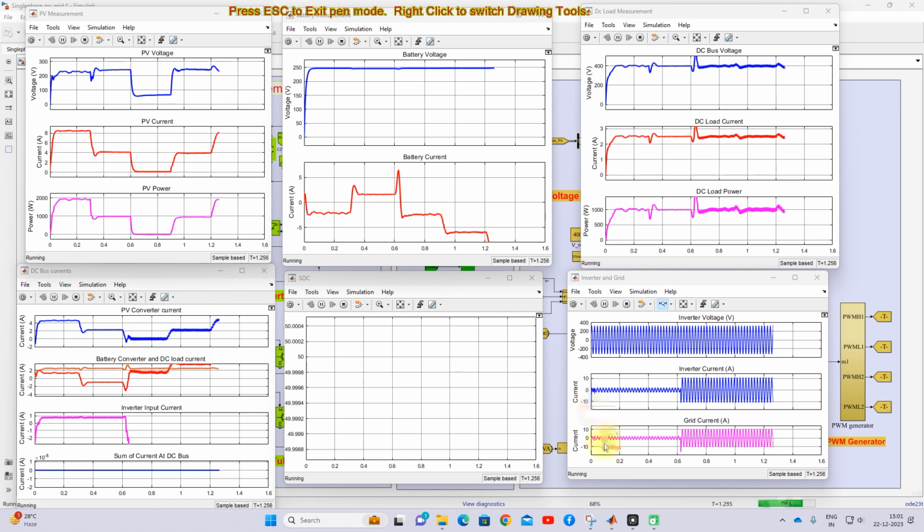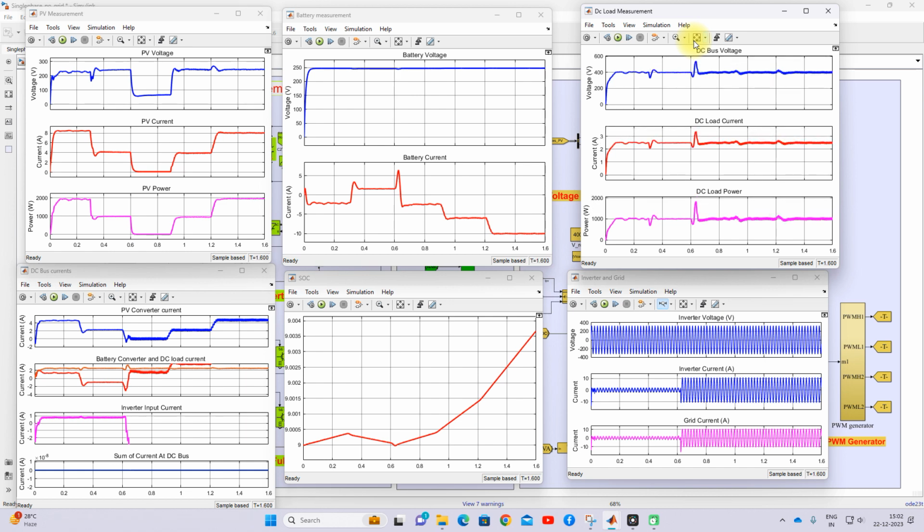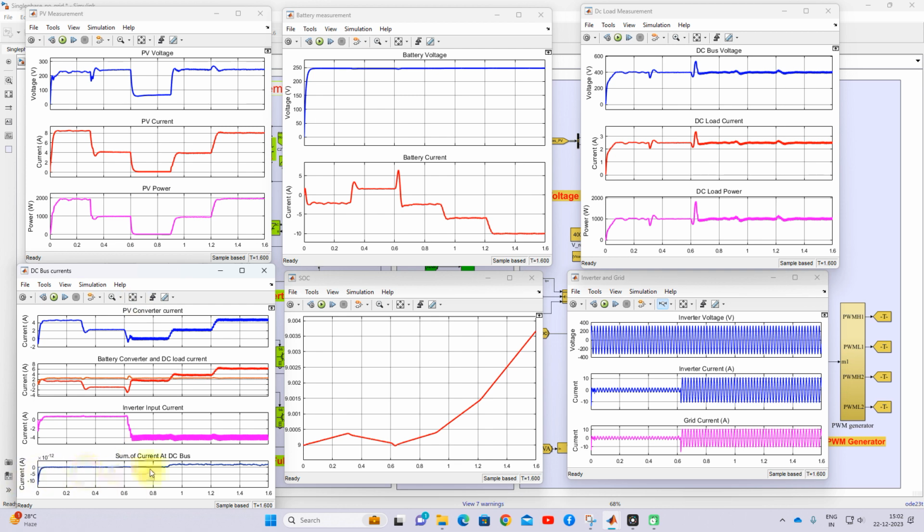Here you will see that from 0 to 0.6 we are sending power with a rating of 2 amps. After 0.6 we are getting power from the grid because the SOC of the battery is only 9%. In order to charge the battery, we take some power from the grid, that means enough power to supply the load as well as charge the battery. Here also the sum of currents of the DC bus is maintained equal to 0. After 0.6 seconds the SOC of the battery keeps increasing, that means it is in charging mode because the battery SOC is only 9%. So in this mode we are getting power from the grid.